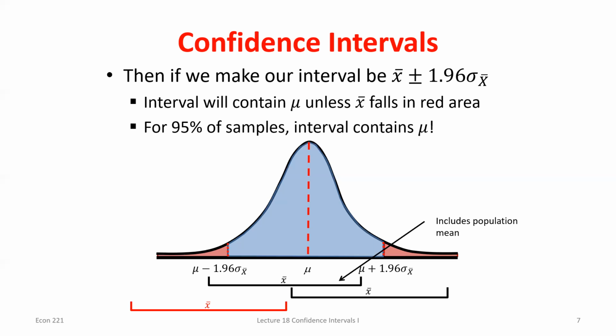So with 95% certainty, if I only see one sample mean, I know there's a 95% chance that the confidence interval I've created includes that true population mean. Now, there's a 5% chance it doesn't, right?